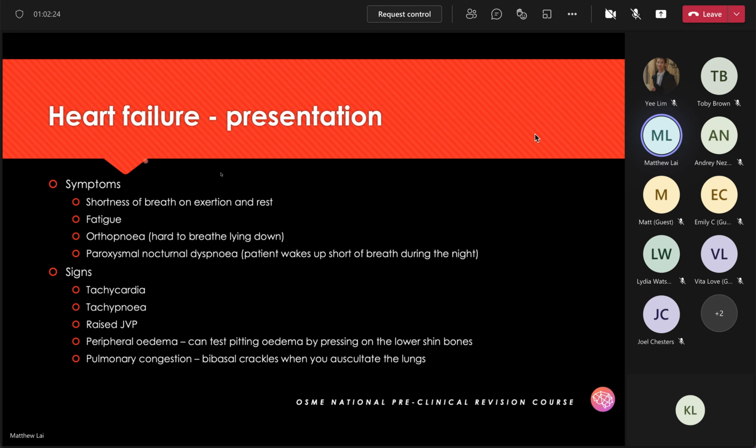So these are really the key symptoms and the key signs that you want to find, or if you find them, you'd start thinking heart failure. Bibasal crackles just means crackles in the base of both of your lungs. That's all that bibasal crackles means.